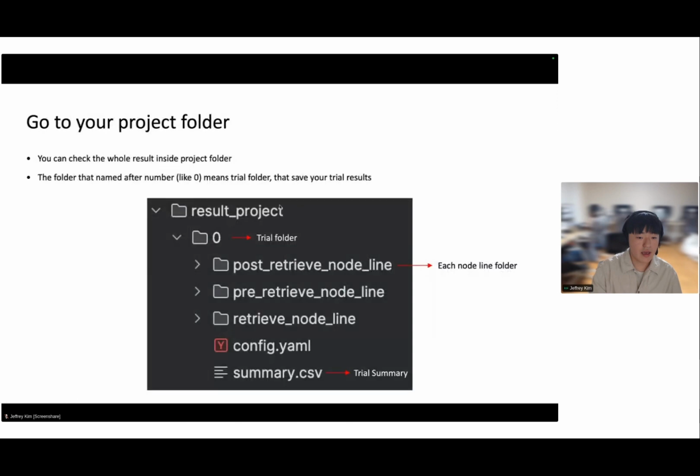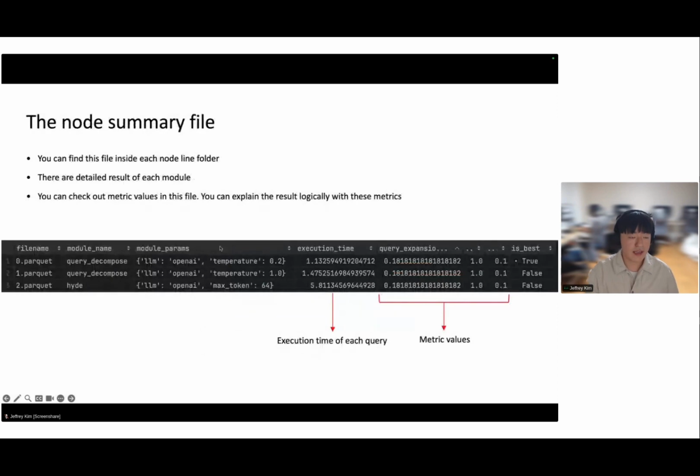When you go inside this node line folder and node folder, you can find the node summary file. And it looks like this. The different part is you can see all combinations of modules and each module's parameters. So here are the 3 combinations of modules and module parameters, and you can see each metric value. We use just 3 metrics in this example, and the execution time of each query.